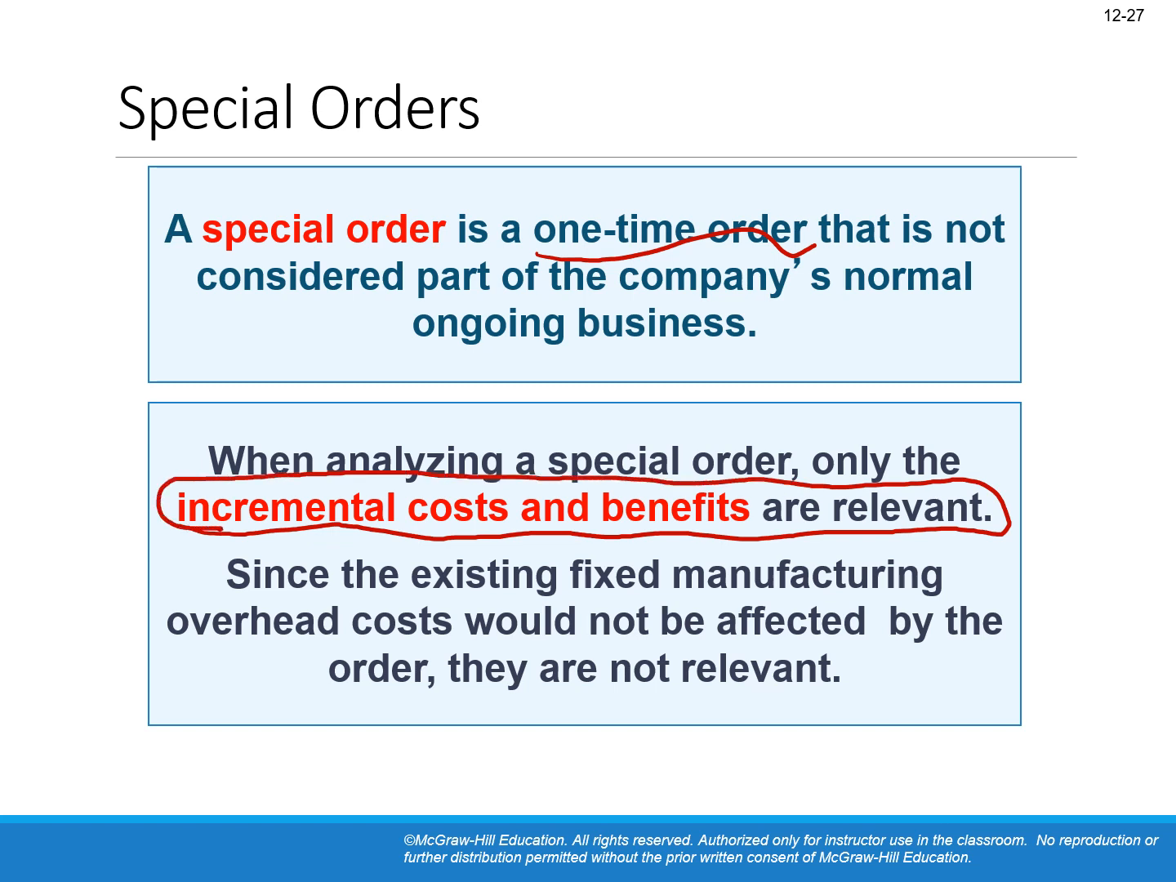Okay, for example, if you have a factory and you are paying for the rent of this factory, the rent of the factory is irrelevant when making a decision whether to accept a special order or not, because you will pay either way. So this is not an incremental cost. Okay, it's a sunk cost in this case. And the same applies to the benefits.